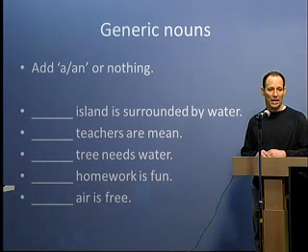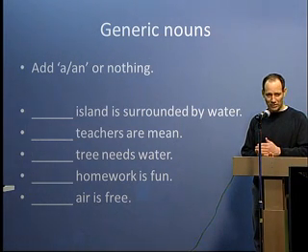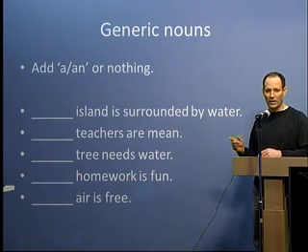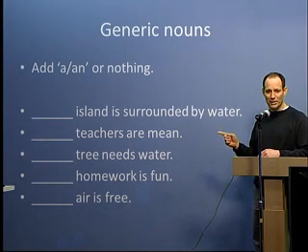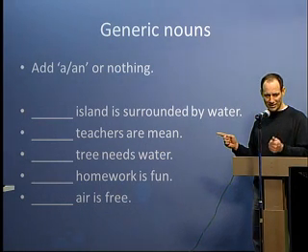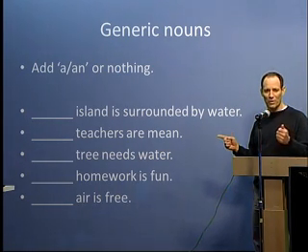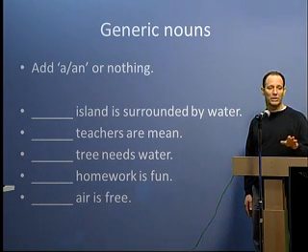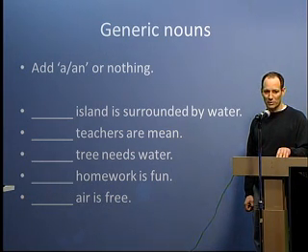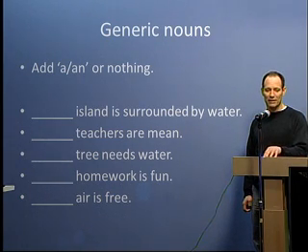So let's do a quick practice with generic nouns. Remember, if it's singular count, we'll use a or an. If it's plural or non-count, no article. First of all, island is surrounded by water. We see island, that's a count noun, and it's singular, so we'll put either a or an. In this situation, we'll use an because island begins with a vowel sound. An island is surrounded by water.